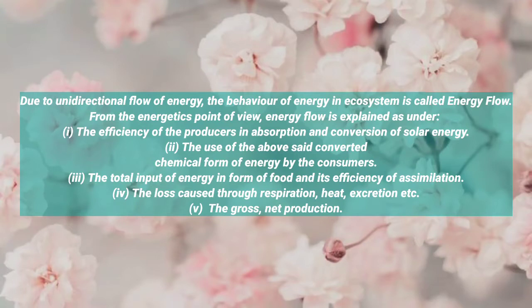From the energetics point of view, energy flow is explained as A. The efficiency of a producer in absorption and conversion of solar energy. B. The use of the above said converted chemical form of energy by the consumer. C. The total input of energy in form of food and its efficiency of assimilation. D. The total loss through respiration, heat, and excretion. E. The gross and net production.